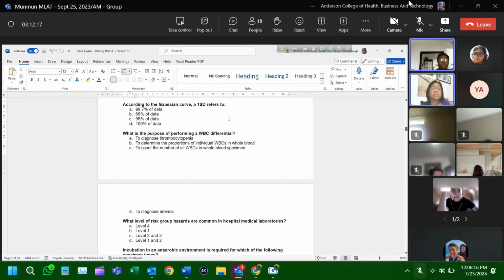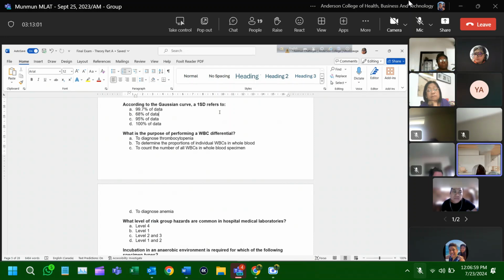According to the Gaussian curve, one SD refers to which percentage of data? One SD is 68%. Two SD is 95%. This question can come in a different way, but you have to remember always what one SD means, two SD means, three SD means.